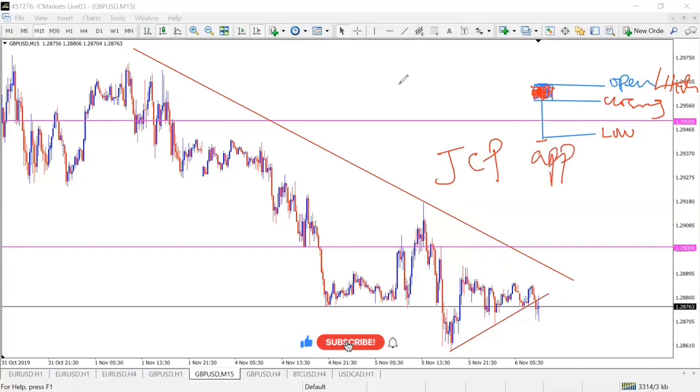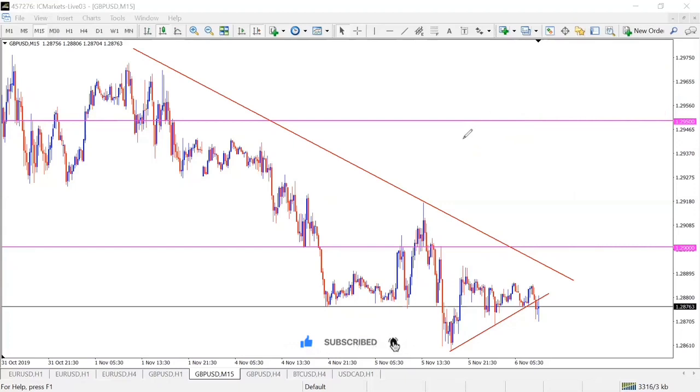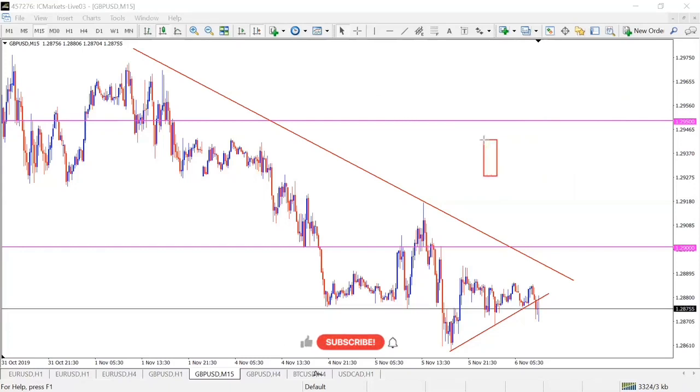There's also what we call bullish engulfing. Bullish engulfing is like this. We have a bearish candle like this, and we have a bullish candle. The bullish candle engulfs it, let's say, from here. So this is bigger than this one.